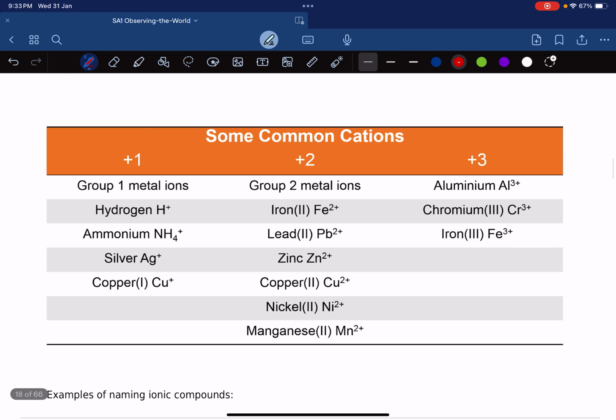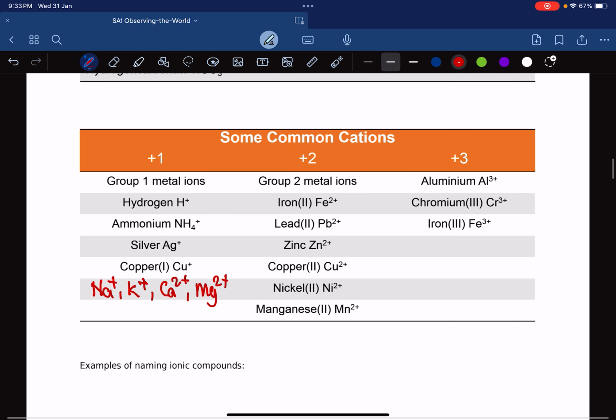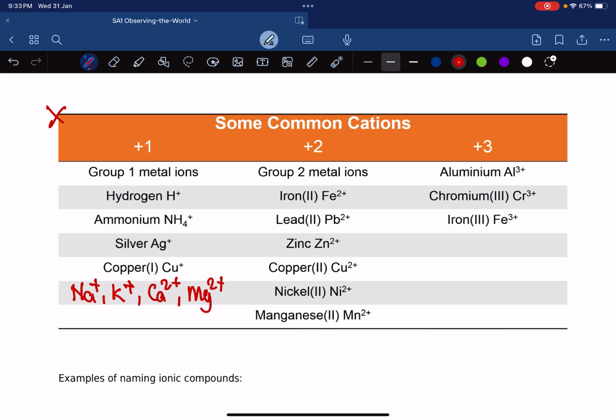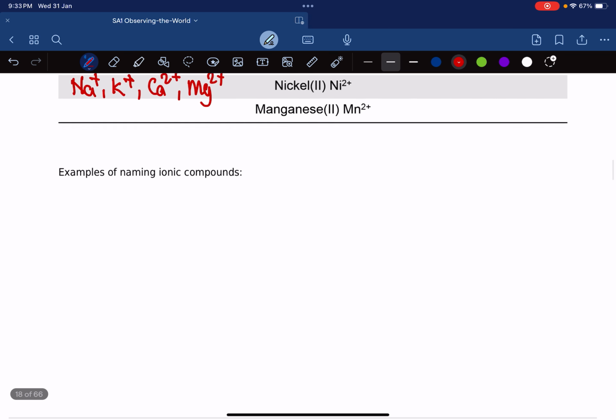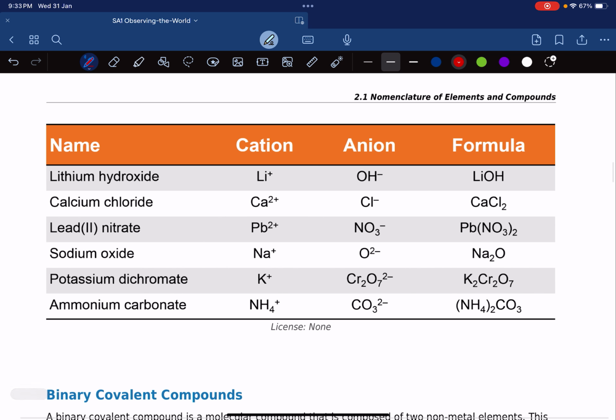So these are some examples of cations. These are all cations with charge of +1, like hydrogen, ammonium, silver, copper. There are others that you can memorize if you want to, like sodium, potassium, calcium, magnesium, but there are so many for you to memorize. I guess don't really waste your time memorizing, but it'll be good if you can kind of know the names of the ions. All right, so when we come to naming ionic compounds, this is an example of ionic compounds.